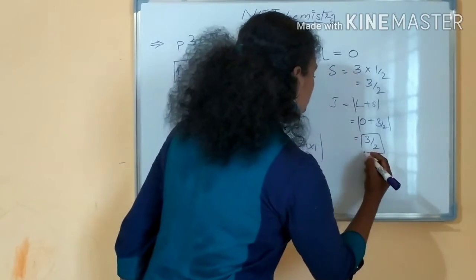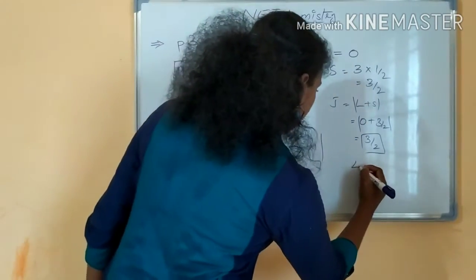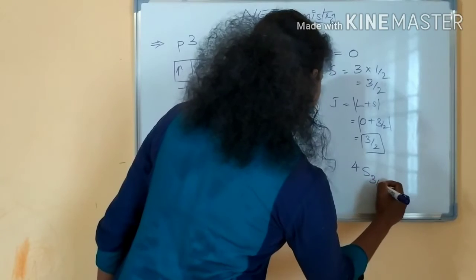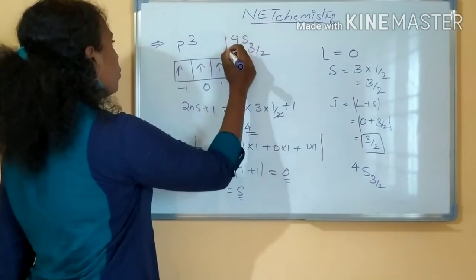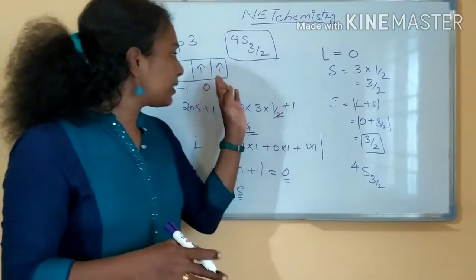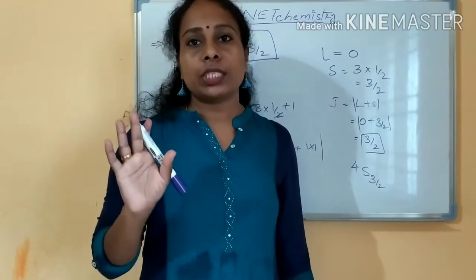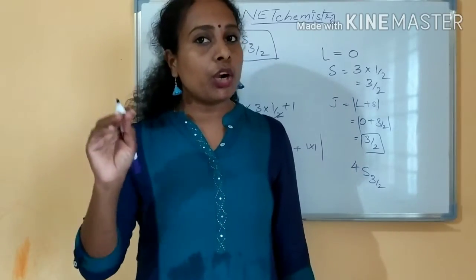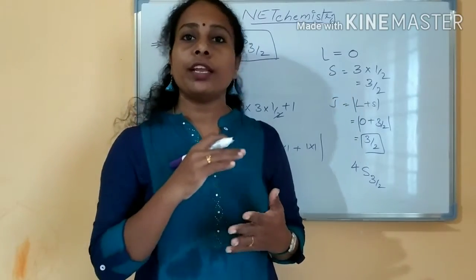So for the p3 configuration you got the term symbol as 4S3/2, right? 4S3/2. Only one term symbol you got, 4S3/2. Why? Because it is a half filled orbital. So only one J value you will be getting, that is the ground state term symbol. Clear? So p3 configuration, now you know the nitrogen family, right? Nitrogen, phosphorus, arsenic, antimony and bismuth.